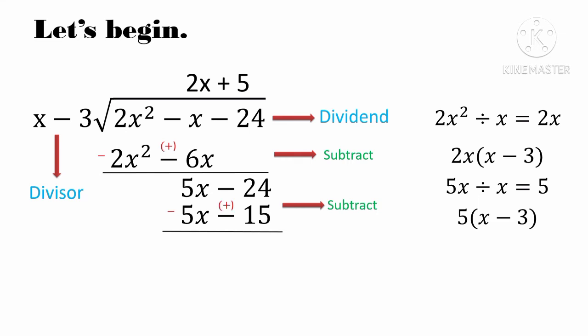So, ang negative 15, mahimong positive 15. Negative 24 plus 15, so that is negative 9. So, negative 9 now is the remainder. 2x plus 5 is the quotient.